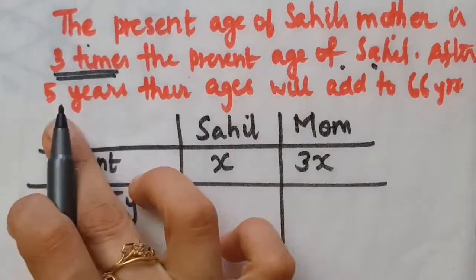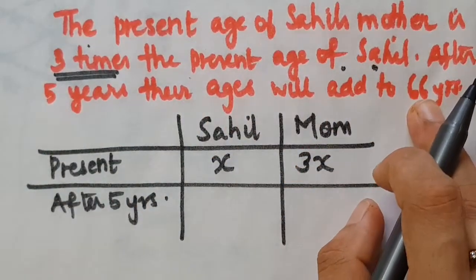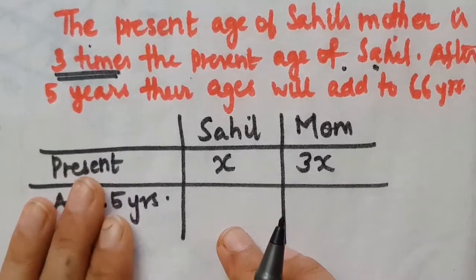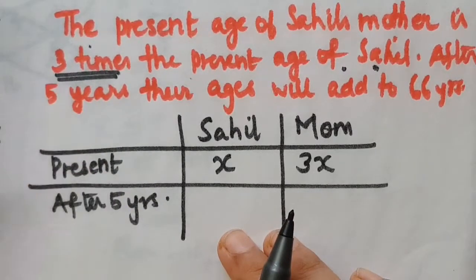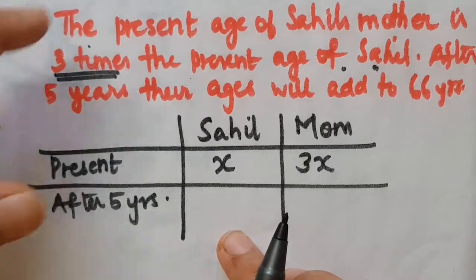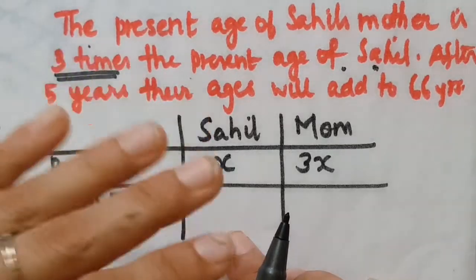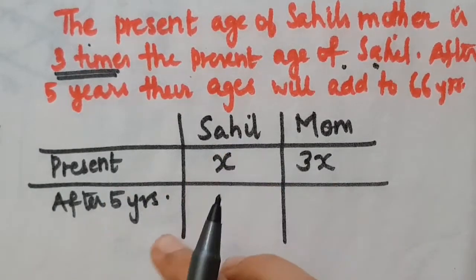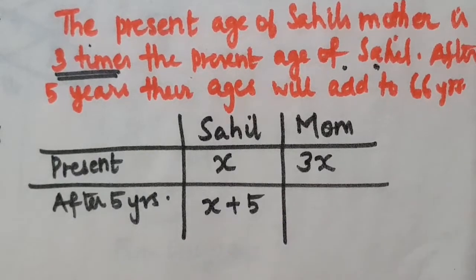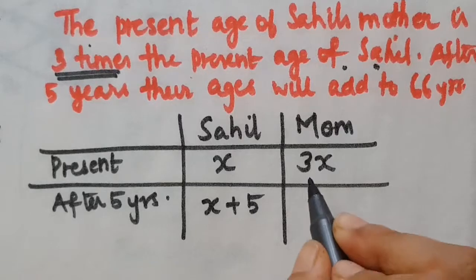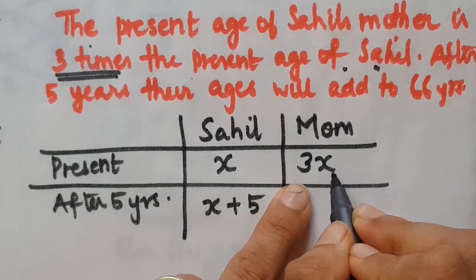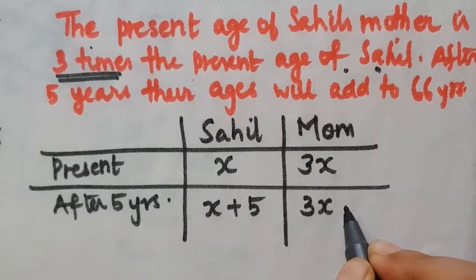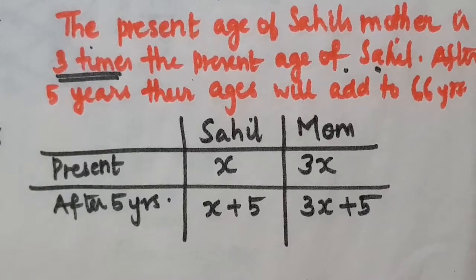After 5 years, their ages will add to 66 years. So after 5 years, let's see what their ages will be. Now you're 13 years old, that is, this year you're 13 years old. So after 5 years, how old will you be? It will be 13 plus 5, right? So 14, 15, 16, 17, 18. So that is 5 plus 5. Similarly, Sahil after 5 years will be x plus 5, and his mom will also increase accordingly. Presently she is 3 times x, and after 5 years she'll be 3x plus 5.